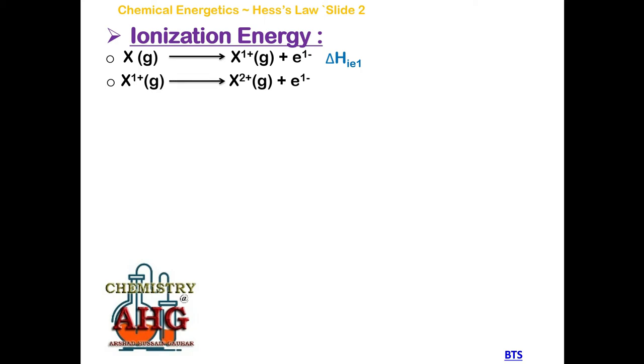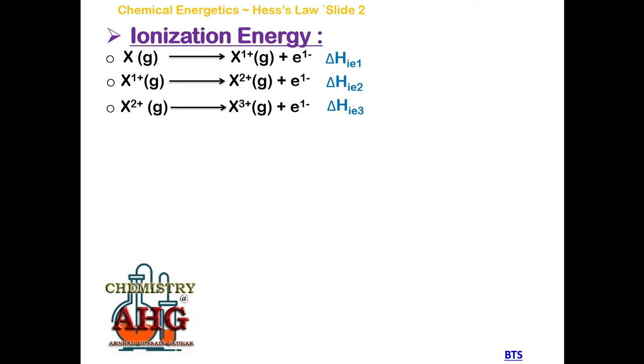When it becomes a dipositive ion, this type of ionization energy is known as second ionization energy, delta H IE2. And likewise for third ionization energy, you can notice a change from dipositive ion to tripositive ion. This is third ionization energy. So this is one thing you must know: ionization energy equations, how they are written.